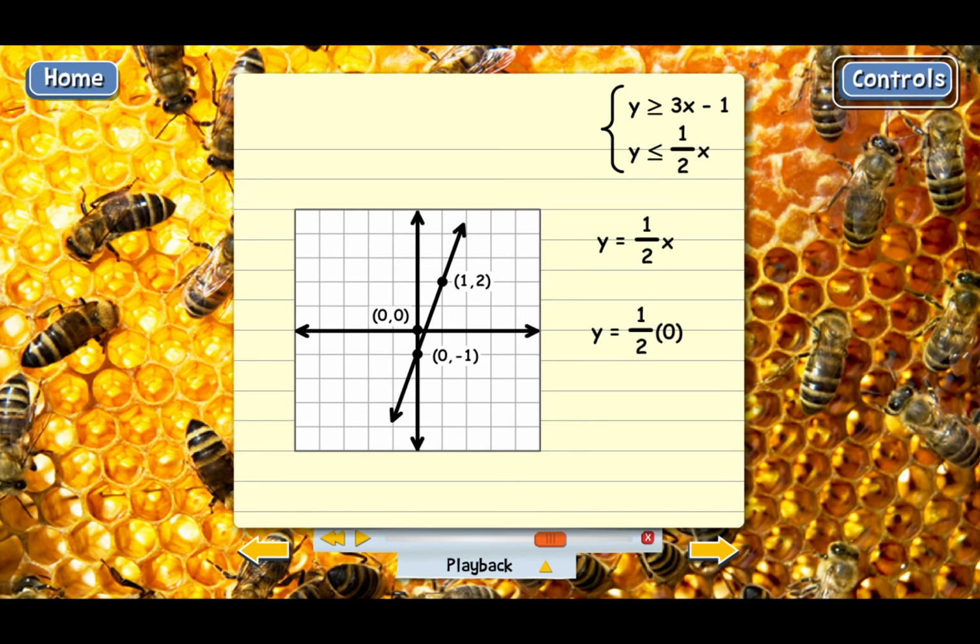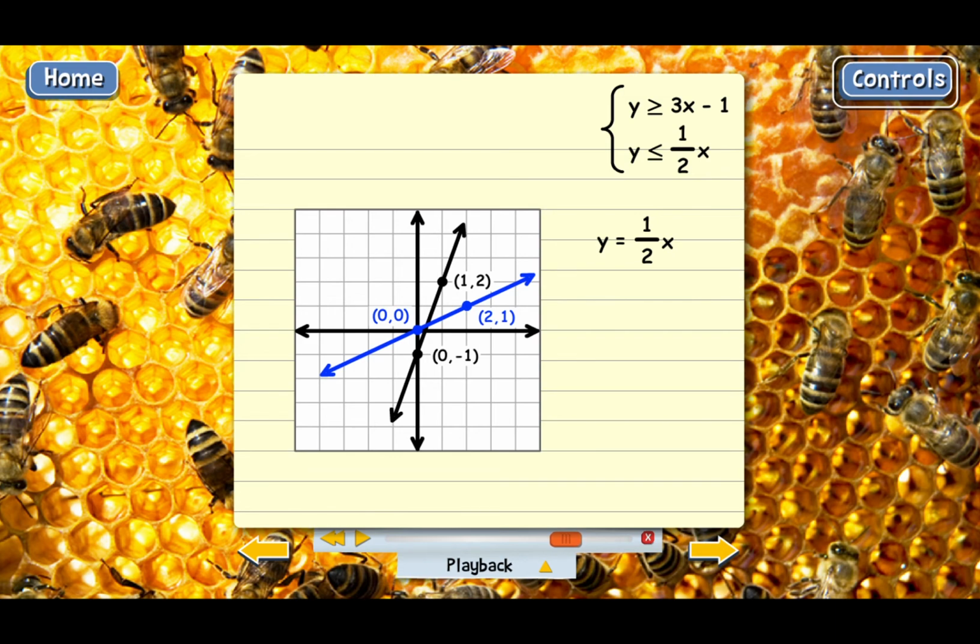When we plug in the value 0 for x, that gives us y equals 1/2 times 0, which is 0. So we know that the origin, or the point 0, 0, is located on this line. When we plug in 2 for x, that gives us y equals 1/2 times 2, which is 1. So we know that the point 2, 1 is also located on this line. Now we're going to plot these 2 points and connect them with a line.